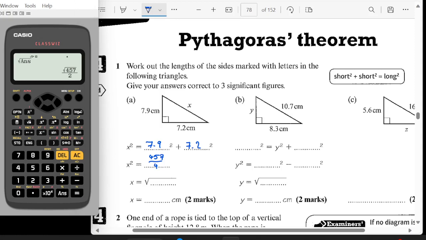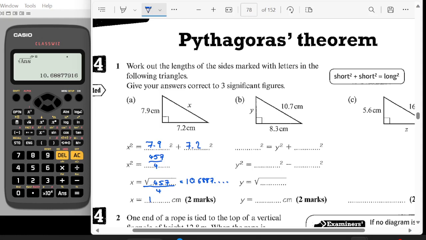So we can write it like that, 457, and then I'm going to make that clear with the denominator over 4. We could put the decimal there, but there's no need to. So I'm going to jump straight to 10.68877. So I'll go 7 dot dot. So I've gone further than I need to. So to 3 significant figures, that's going to be 10.7.